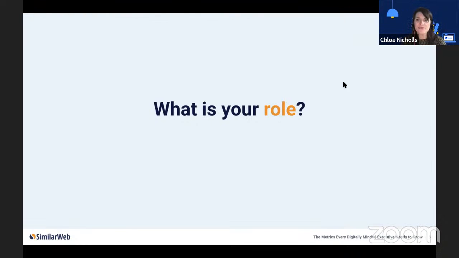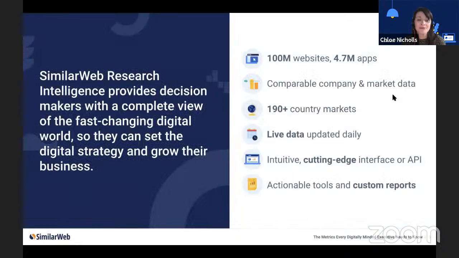And we also wanted to share a little bit about Similarweb and who we are. So if you're not familiar with Similarweb, we are Similarweb Research Intelligence, and we provide decision makers with a complete view of the fast changing digital world so they can set their digital strategy and grow their business. So a couple of fast facts about us. We have 100 million websites and 4.7 million apps that you can analyze. We've got comparable company and market data, 190 countries, and within that, we've got a lot of data across all regions.